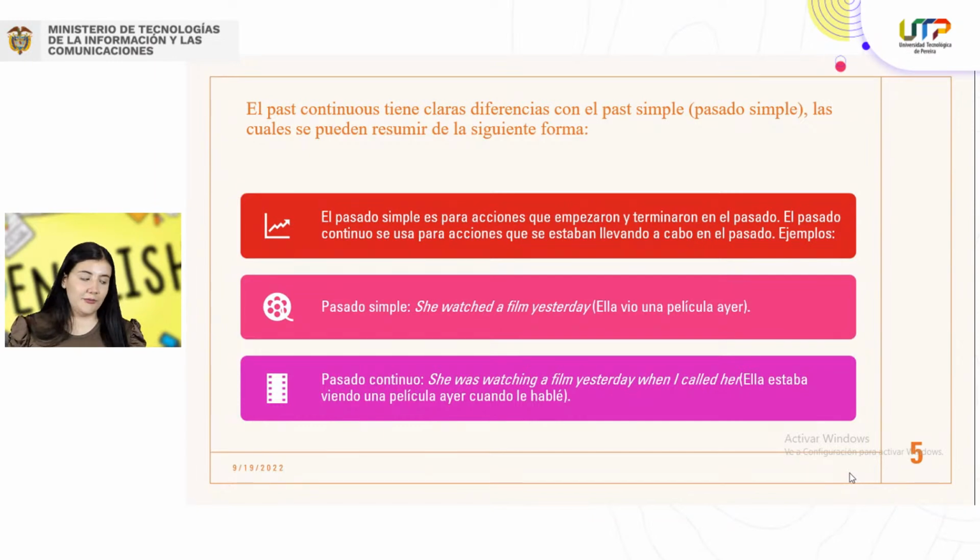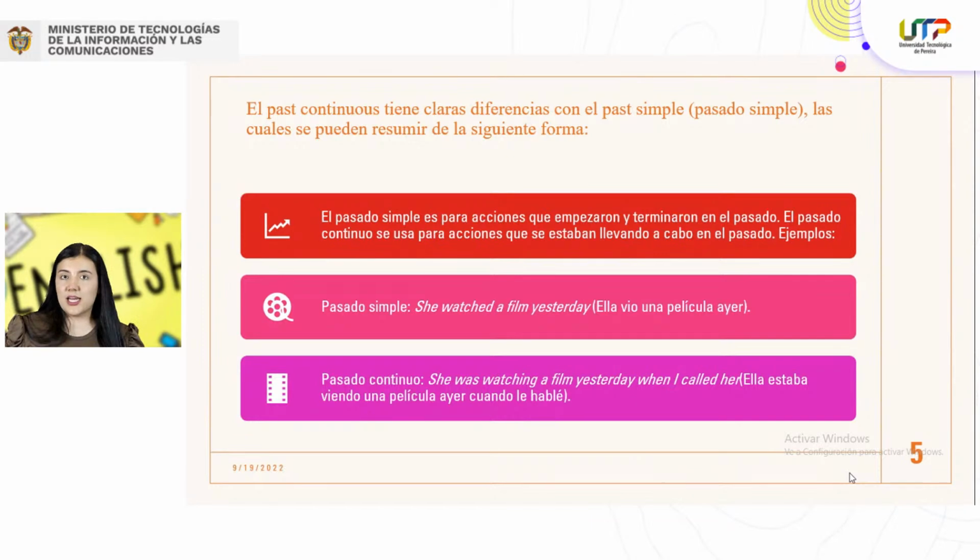Y es lo siguiente. Primero, el pasado simple se utiliza para acciones que empezaron, pero también se terminaron en el pasado. Por ejemplo, yo desayuné esta mañana a las 8. ¿Sí? ¿Qué hice? Comí, pero ya se terminó. O sea, no continúo desayunando en este momento. Eso fue algo que sucedió y se terminó. Pero el pasado continuo, por el contrario, se usa para acciones que se estaban llevando a cabo en el pasado, pero no sabemos si terminaron, porque no tenemos el contexto. Miremos los dos ejemplos. Pasado simple. She watched a film yesterday. ¿Sí?